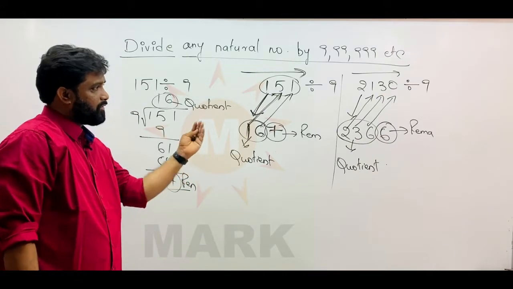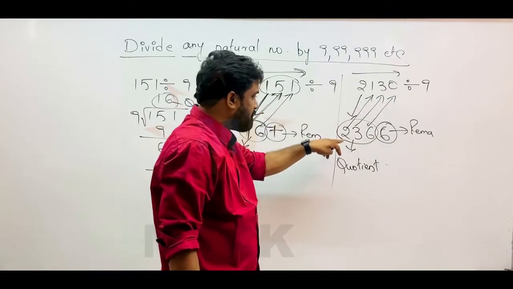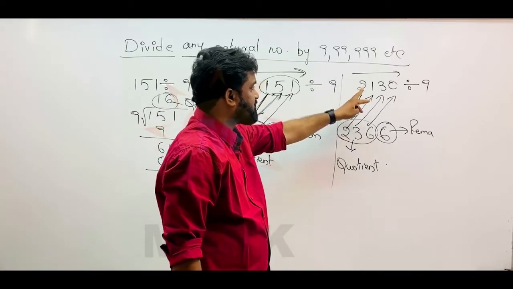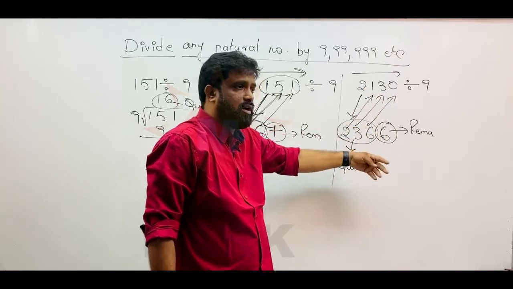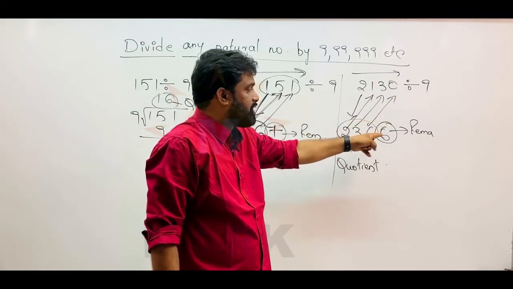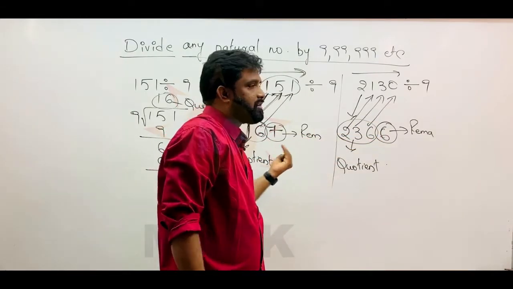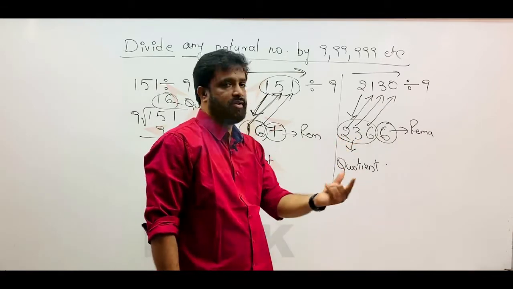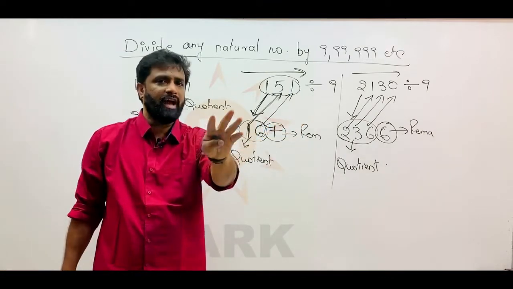Understood? The operation is from left to right. First write the leftmost number as it is, then add it to the second number in the original number. Take the result and add it to the next number in the original number, and go on till the last. Whatever units number you get in the result will be your remainder, and all the numbers on the left side will be your quotient. Now friends, in both of these examples there were no carry forwards.